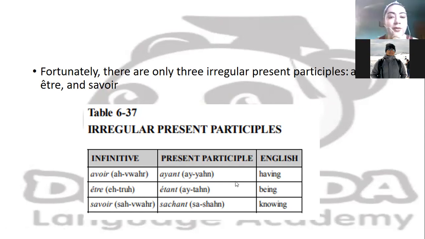Yes, ayant. So it is called irregular because its present participle is very different. Okay. Next verb, we have being. Its infinitive is être, and its present participle is étant. Very good. And then knowing is savoir. Its present participle is sachant. Very good.